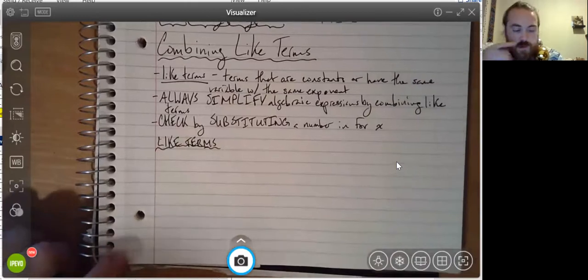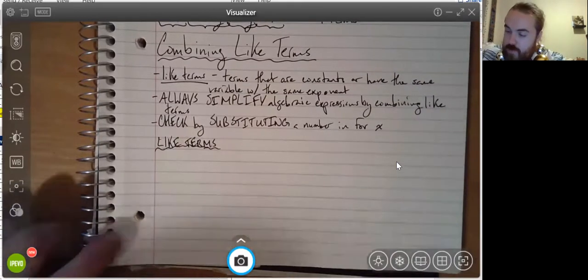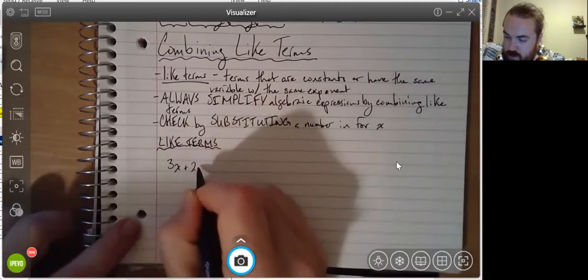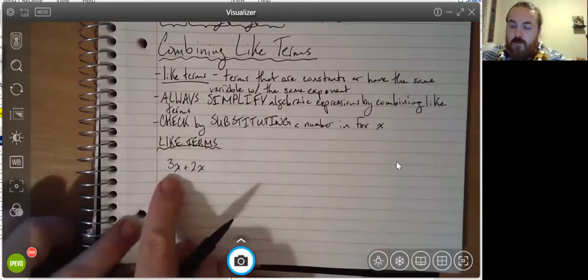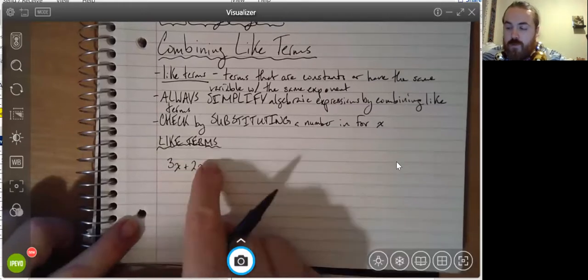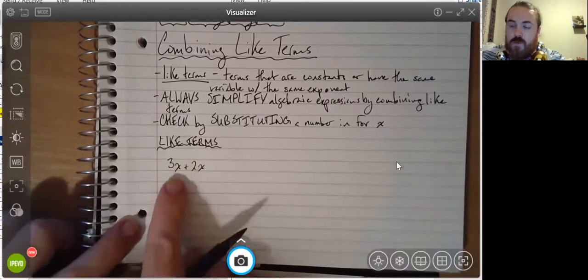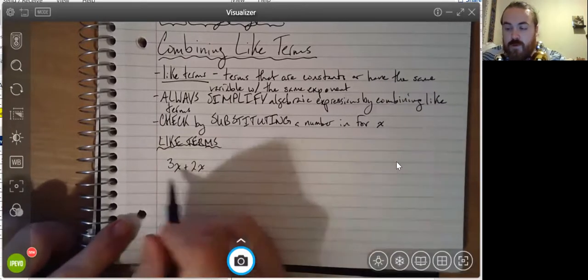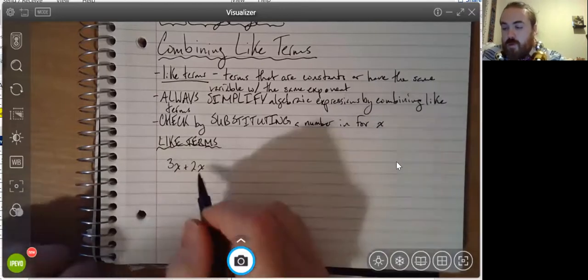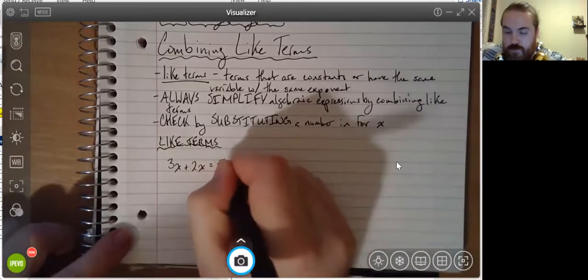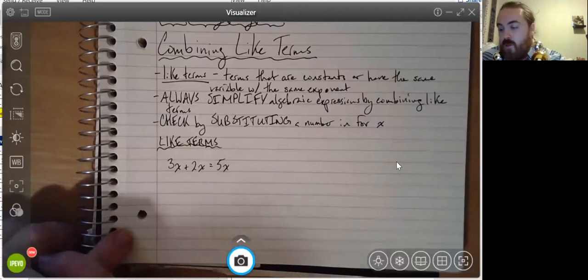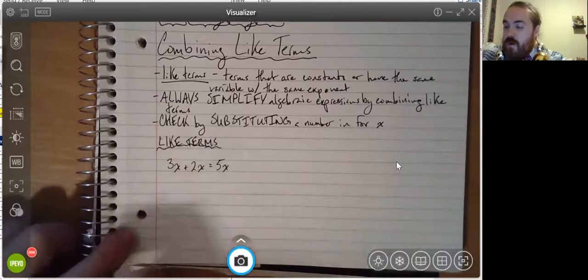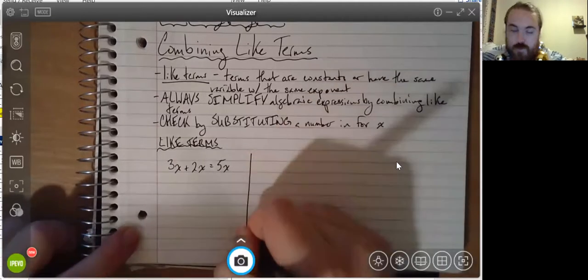All right. So one example of like terms would be something like 3x plus 2x, because they both have x, they both have the same exponent of 1. So because of the same variable, same exponent, they are like terms. 3x plus 2x would be, well, you just add the coefficients and you leave the variable the same. So that would be 5x. All right. We can check this in a moment, but let's look at another example of like terms first.